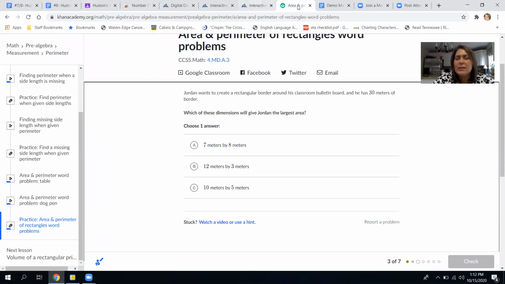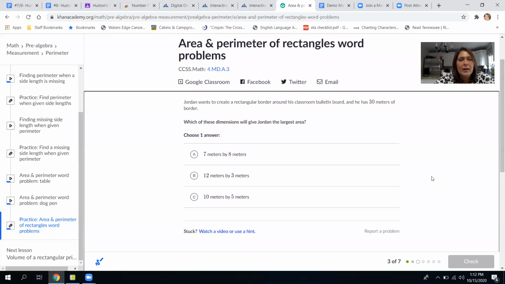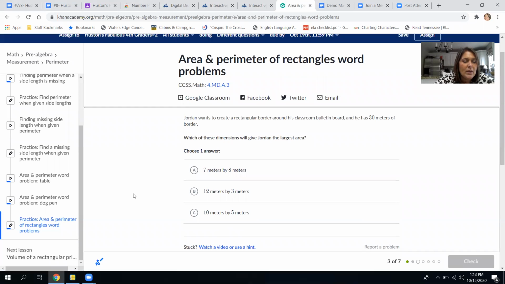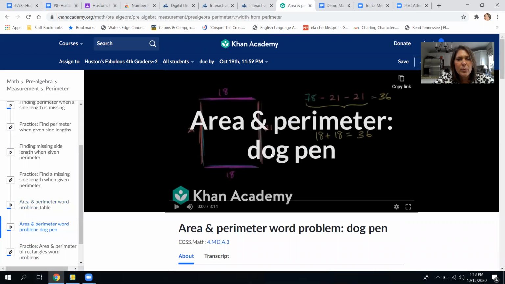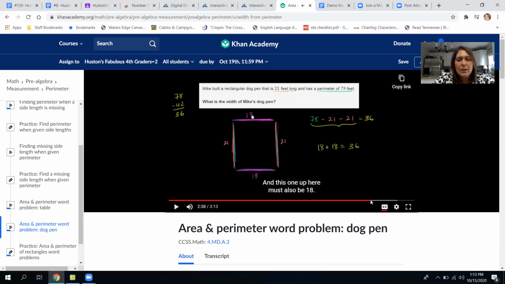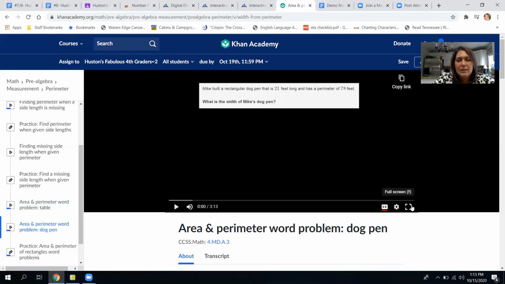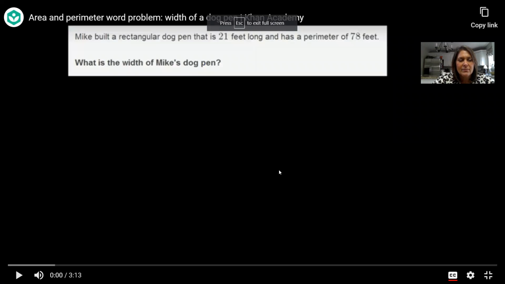So now we're going to kind of switch gears for a minute and try out some other area and perimeter word problems. Okay, this is the challenge part of this. This can be a little bit tricky. So we're going to see if, and this is going to be an assignment this week through Khan Academy. Before we do that, I do want to share with you a little video problem, and we're going to walk through that. Let me back it up a little bit. This one involves building a dog pen. Here goes.